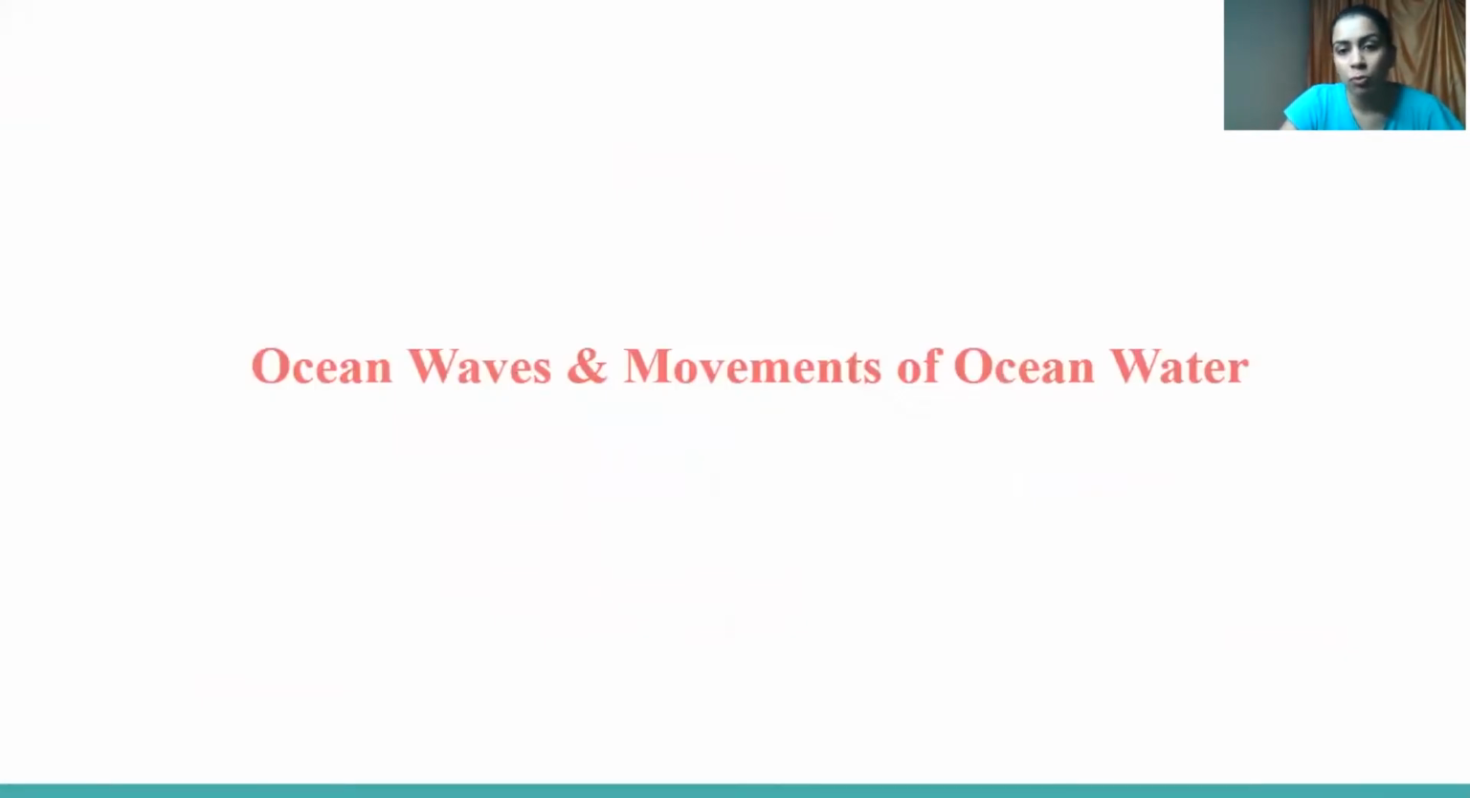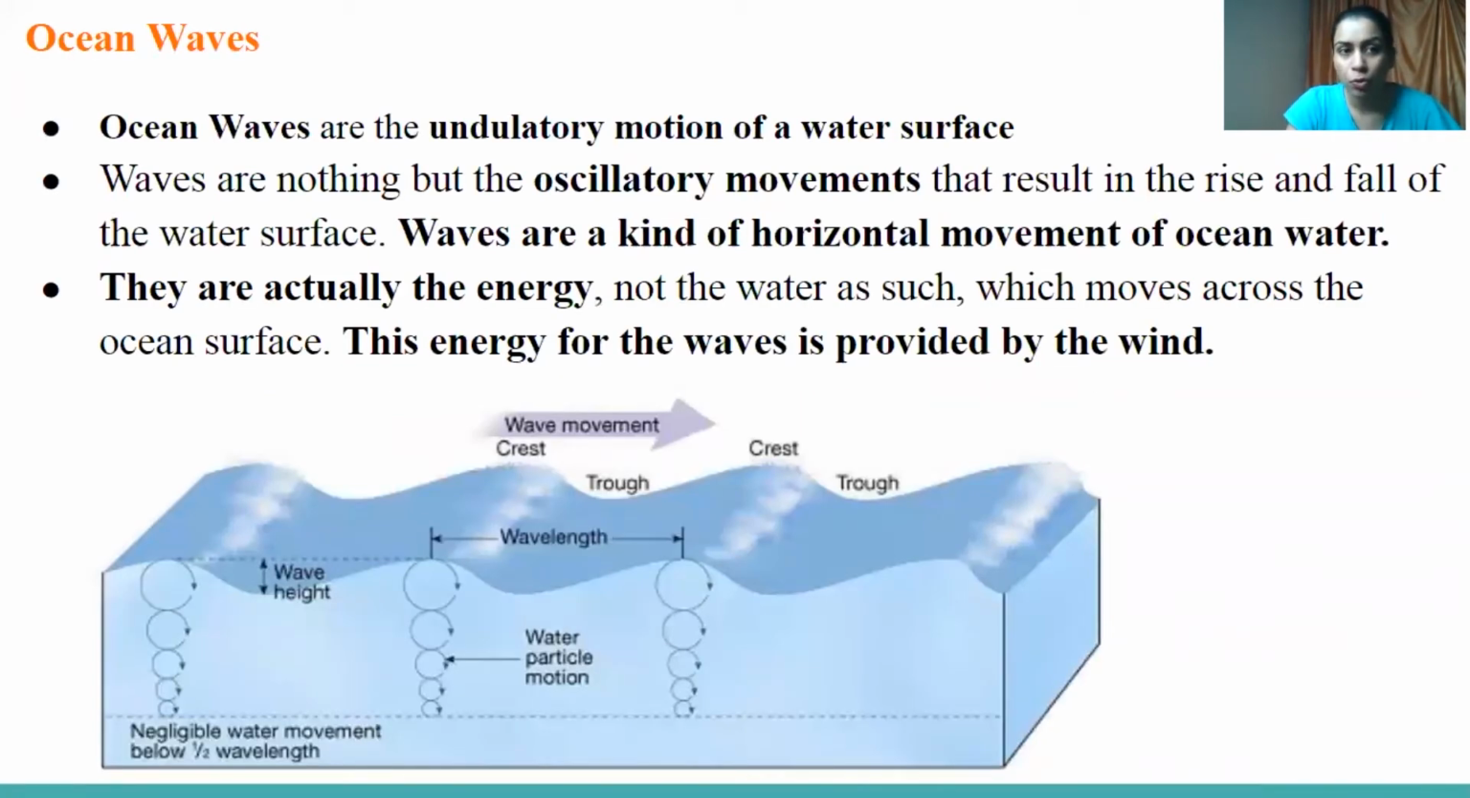Next are ocean waves and movements of ocean water. What are ocean waves? They are undulatory motion of water surface. Waves are nothing but the oscillatory movements that result in the rise and fall of the water surface. Waves are a kind of horizontal movement of ocean water. They are actually the energy, not the water as such, which moves across the ocean surface. This energy for the waves is provided by the wind. So you can see in the picture how a wave moves.